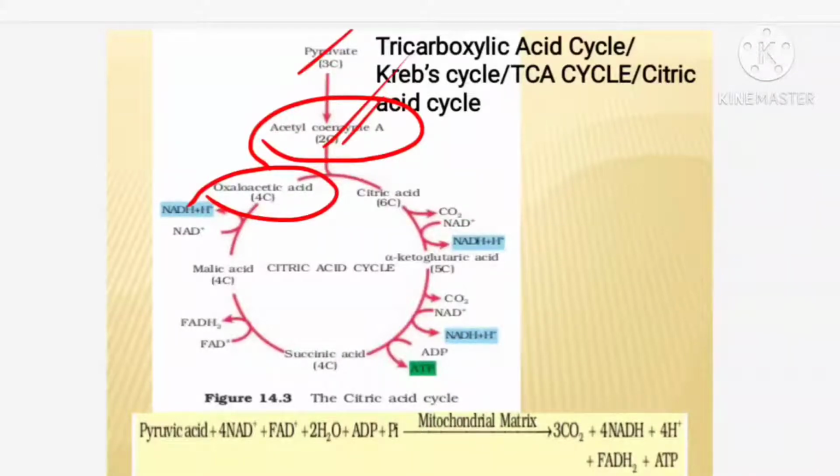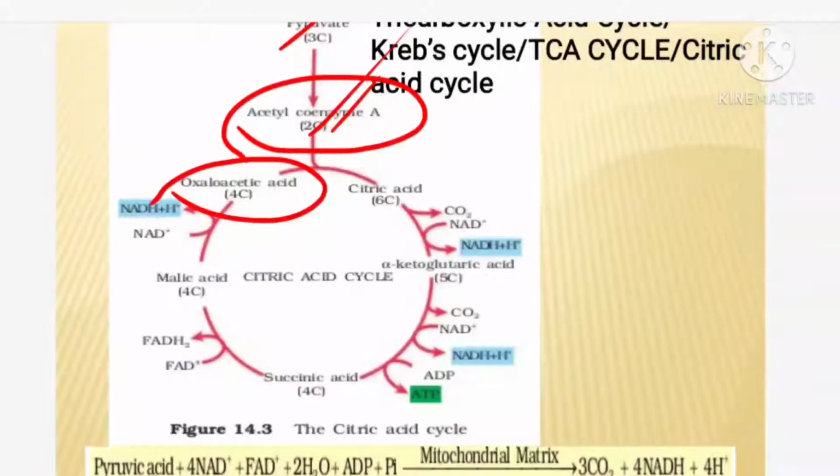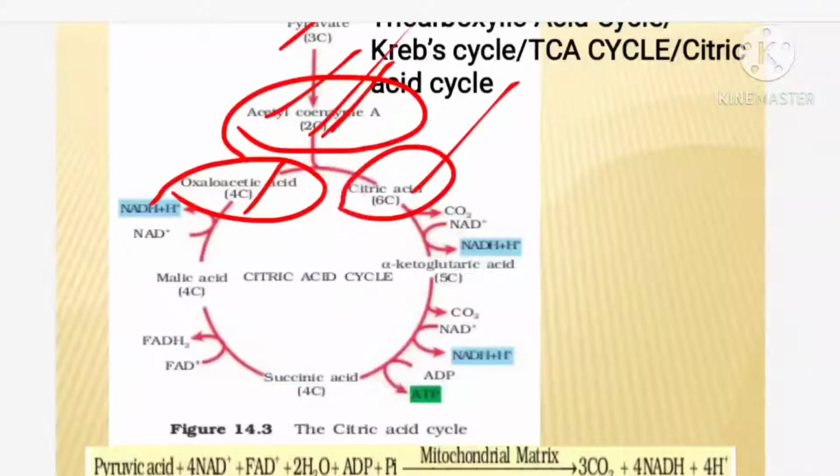So, acetyl coenzyme A reacts with oxaloacetic acid and gets converted into citric acid. The reaction is: acetyl coenzyme A, a 2 carbon compound, reacts with oxaloacetic acid, a 4 carbon compound. This 4 reacts with 2 and adds up to a 6 carbon compound. So, what is the first product formed? It is citric acid. That is why the cycle can also be called the citric acid cycle. So, the first product formed is citric acid.